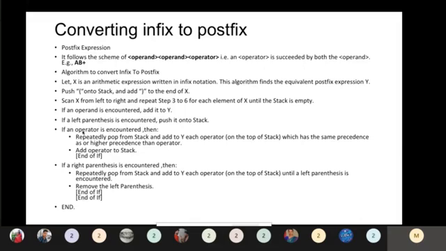A higher priority operator cannot be below a lower one. For example, if we have an asterisk placed first and above that a plus, it is not allowed. So the highest priority operators we can place on the top of the stack. These are all the steps we have to remember, and only then can we perform it.